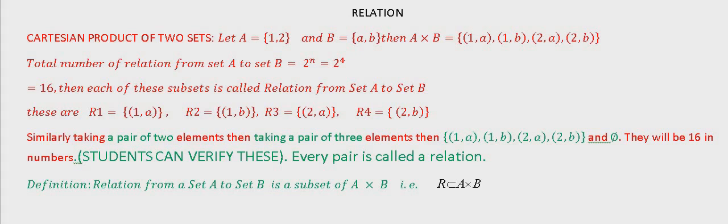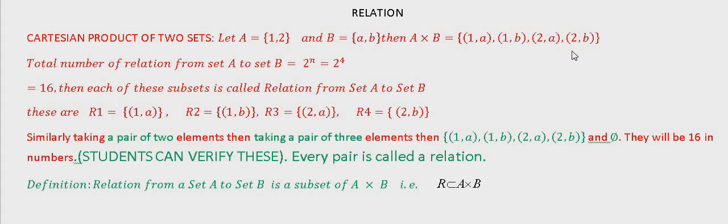Let there be two sets A and B, containing elements 1, 2 and a, b. If I say what is A cross B, this is called the Cartesian product of two sets A and B. The elements of this set are (1, a), (1, b), (2, a), (2, b). So there are four elements in A cross B.